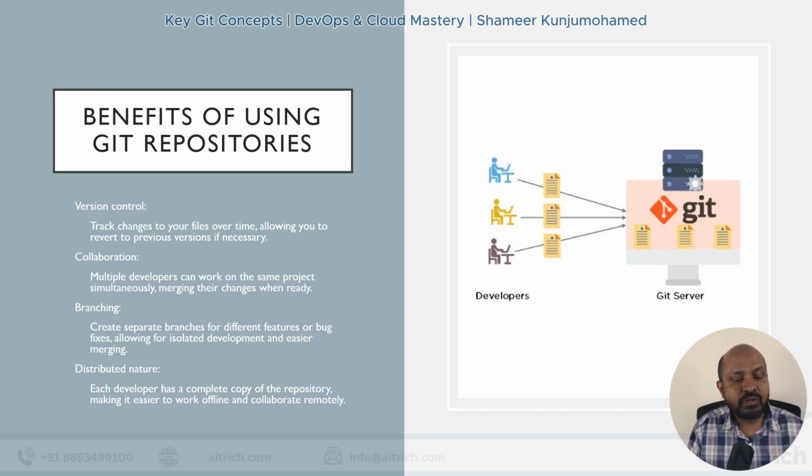By leveraging these benefits like version control, collaboration, branching, and distributed nature, and there are many other benefits of Git repositories, these are the top benefits. If you leverage these benefits, Git repositories will not only improve the efficiency and quality of your software development projects, but also foster a very collaborative and flexible working environment. So all these features made Git one of the most favorite, most favored version control systems in the world.